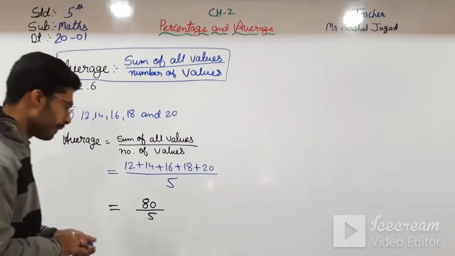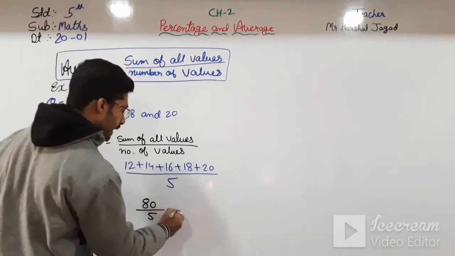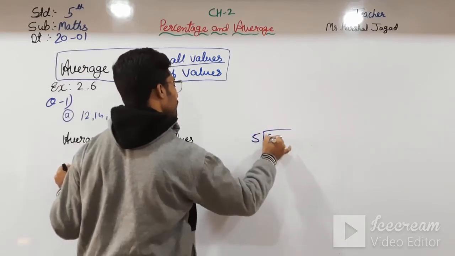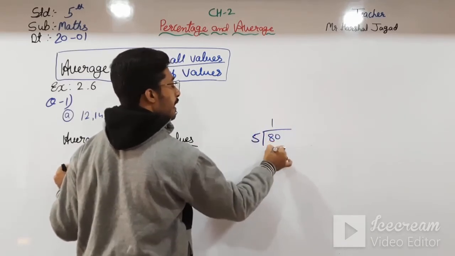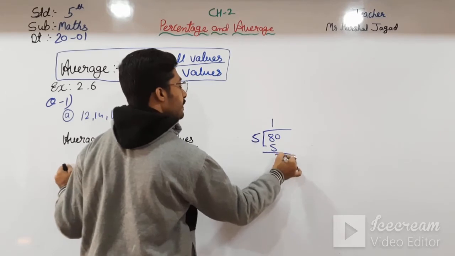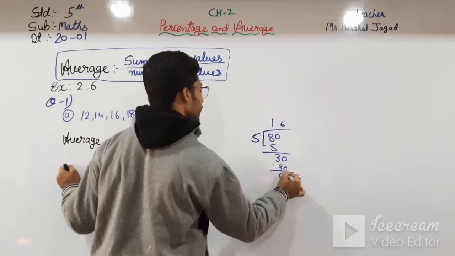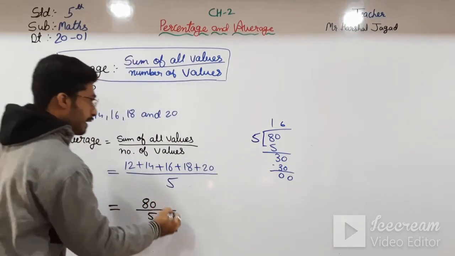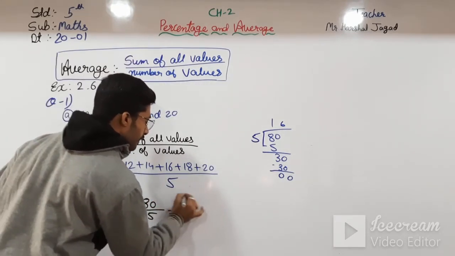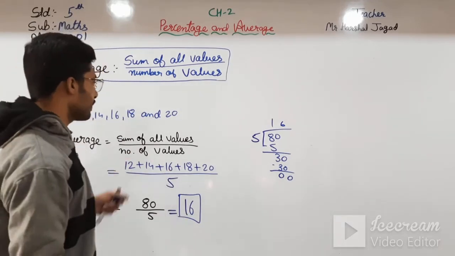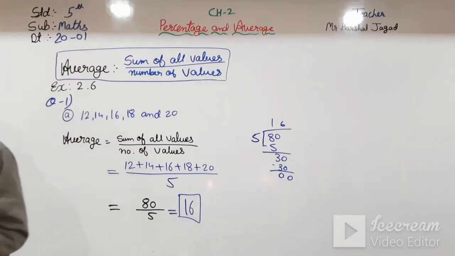Okay, if I divide 80 by 5, 5 ones are 5, here remains 3, 5 sixes are 30, here 0, 0. Then our answer is 16. Our average is 16. Please note down this.